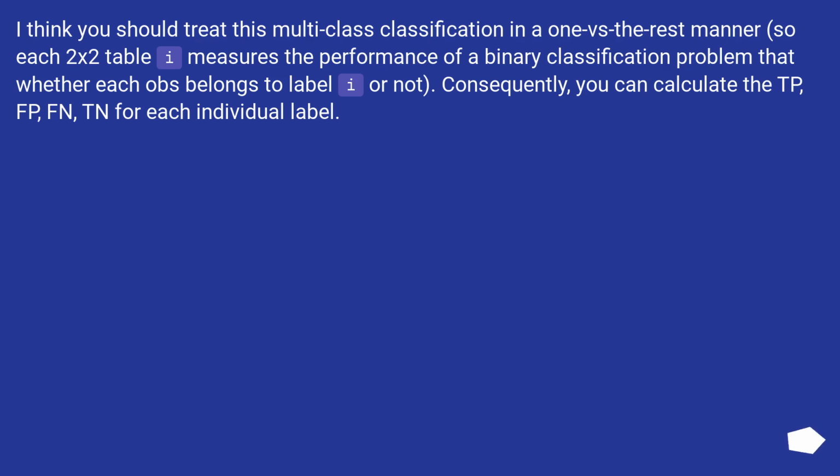I think you should treat this multi-class classification in a one-versus-the-rest manner, so each 2x2 table i measures the performance of a binary classification problem: whether each observation belongs to label i or not. Consequently, you can calculate the TP, FP, FN, TN for each individual label.